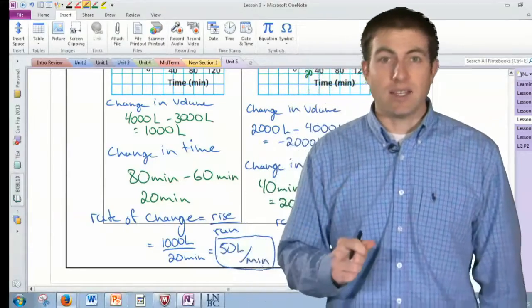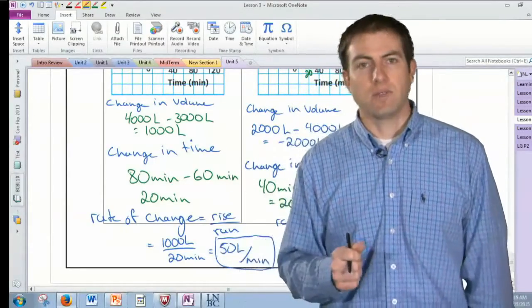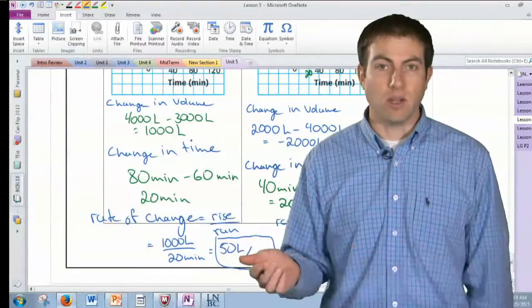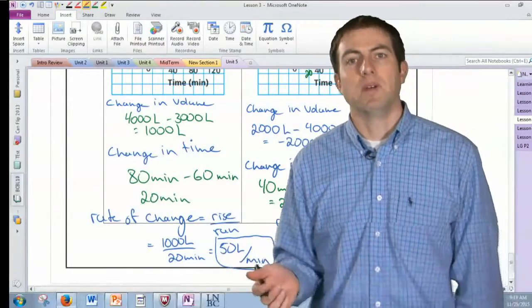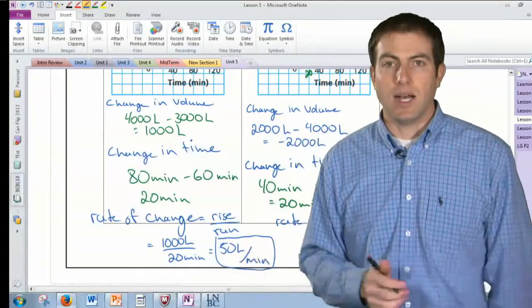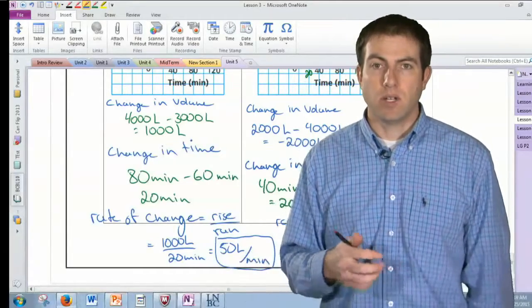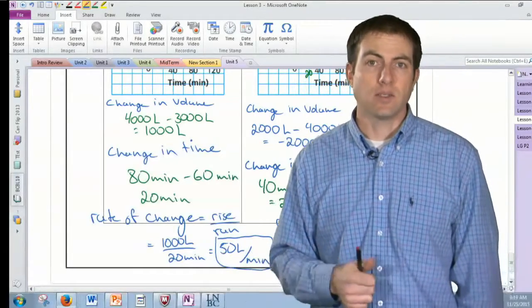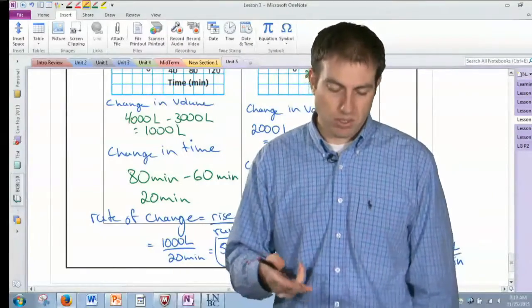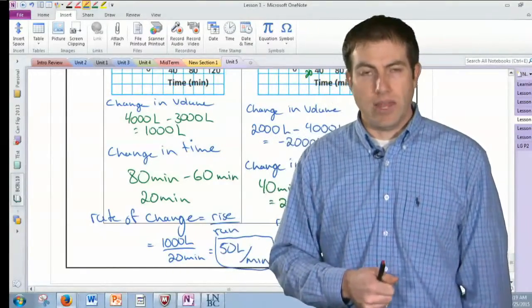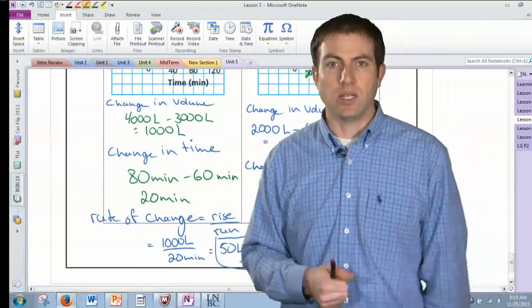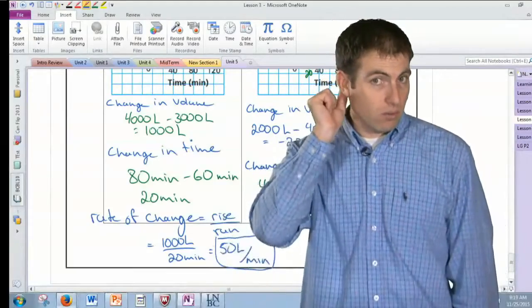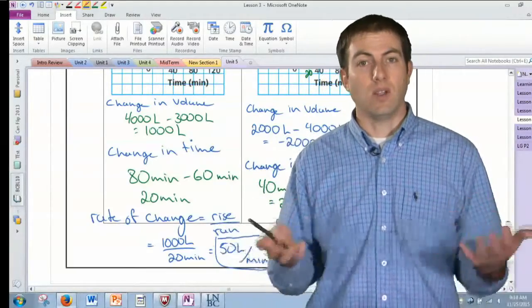But when I was in his class, he said, if you ever get a graph and you don't know what to do with it, find the slope. 99% of the time, when you're given a graph, some point, they're going to ask you what the slope of the line is, which is the rate of change. It's the same thing we just did. So that holds really true in this unit and the next unit we're dealing with. If you don't know what to do, find the slope of the line.